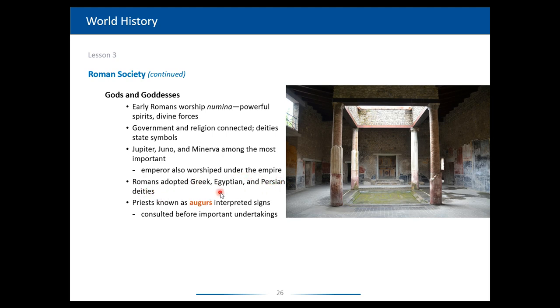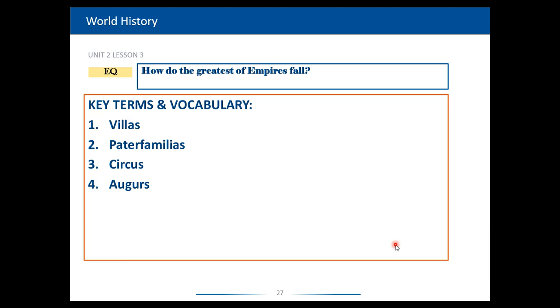The Romans adopted the Greek and Egyptian and Persian deities. So those Greek deities and those Egyptian deities and the Persian deities were all intertwined in the Roman religion. Priests were known as augurs, and they interpreted signs. They were consulted before important undertakings. All right, the vocabulary for this section: number 1, villas; number 2, paterfamilias; number 3, circus; and number 4, augur. This ends our first section or part 1 of ancient Rome.